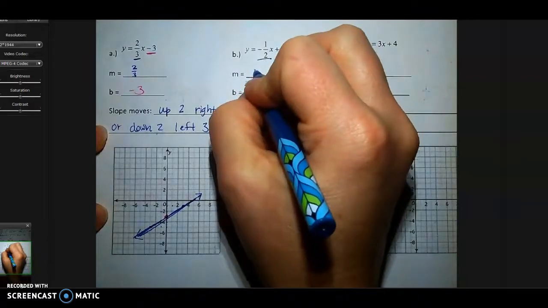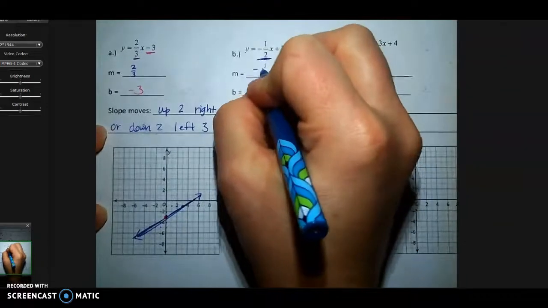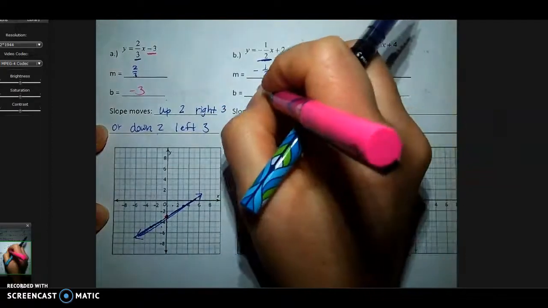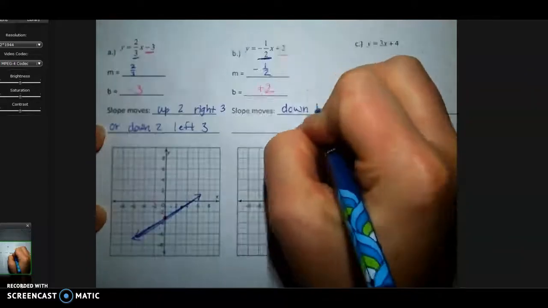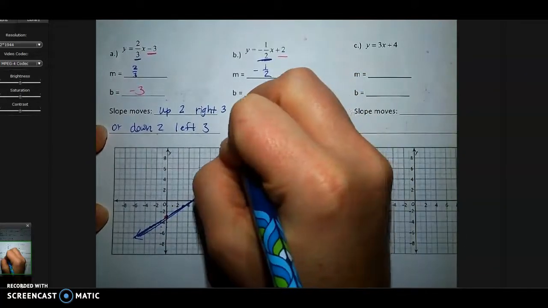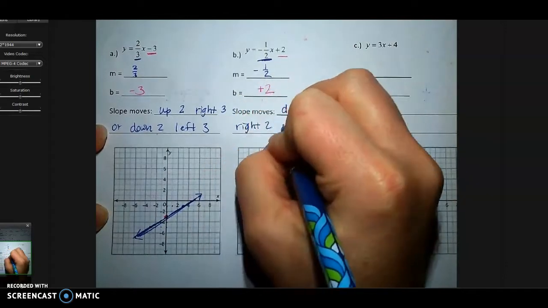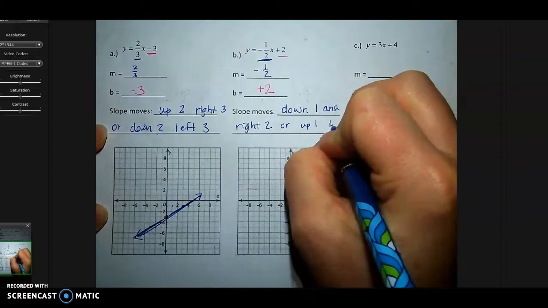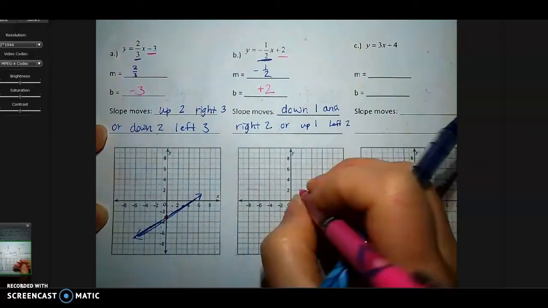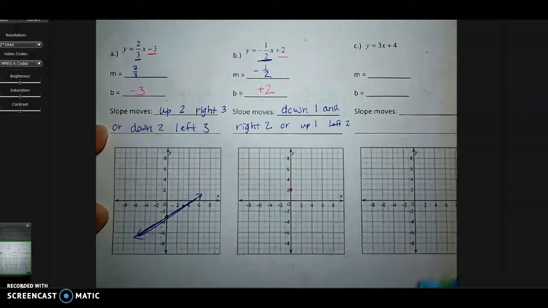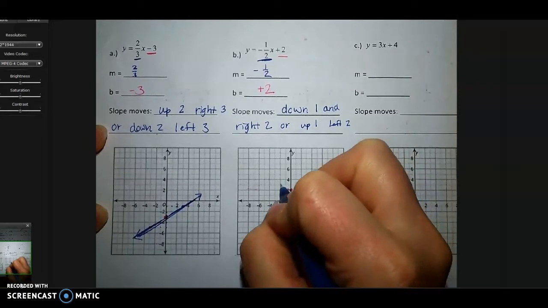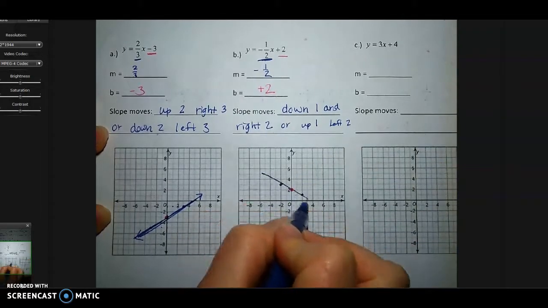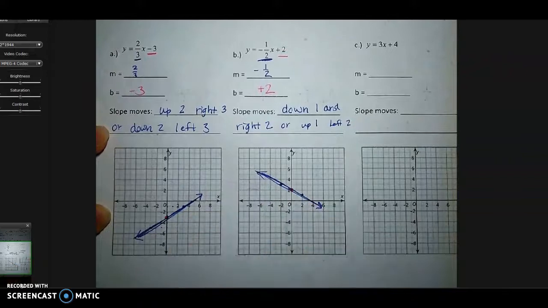Over here, I've got a slope of -1/2 and a y-intercept of +2. So my slope is going to move down 1 and to the right 2, or up 1 and left 2. So my y-intercept is at +2 on this one, and I'm going to go down 1 and over 2, or I can go up 1 and over 2, and you'll see because it's negative, we think of that line as moving down.